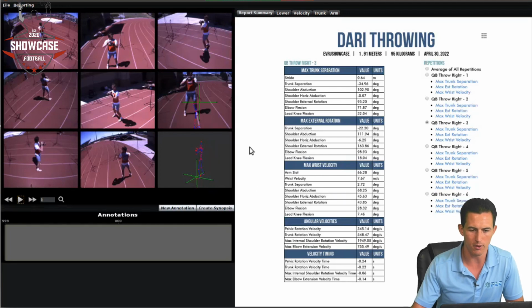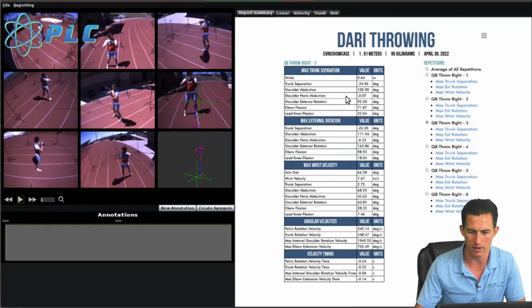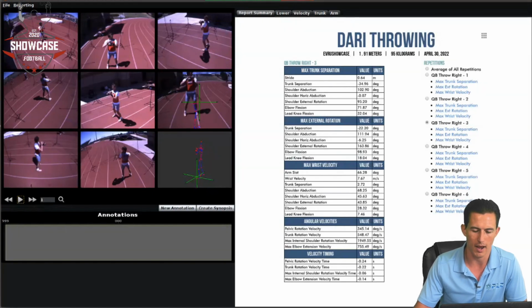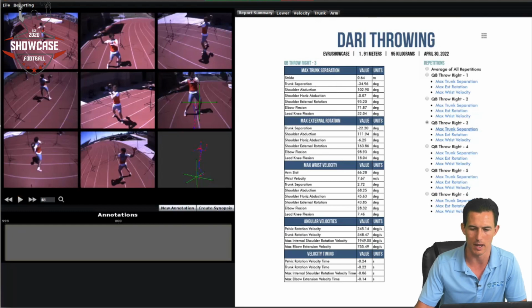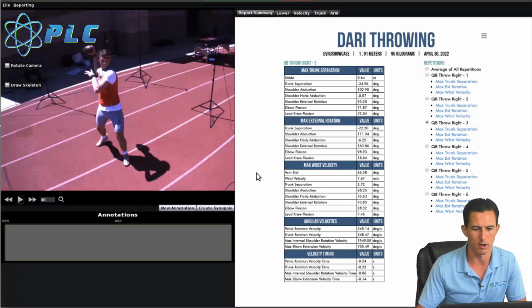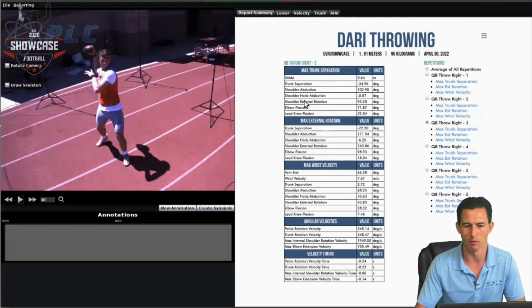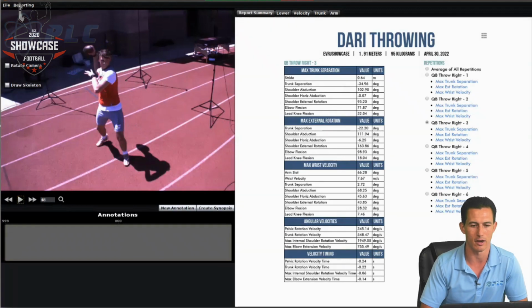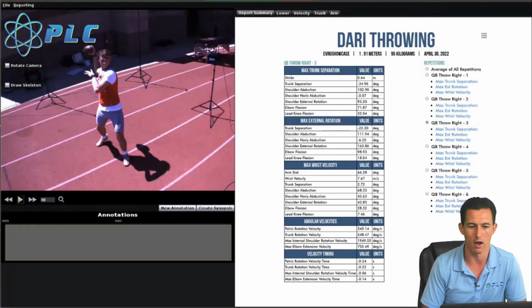So you can see here on the right, we're able to get a lot of interesting information from a number perspective. So, we have the stride length, we have the trunk separation. So this is going to be at max trunk separation, and it's pretty easy to navigate through here, right? So this is the moment where he was able to generate the most amount of trunk separation during the throw. He got to negative 34.96, which is pretty good. A lot of the guys were within like 20 to 15. Some of the guys were struggling to get over even 10 degrees of trunk separation.